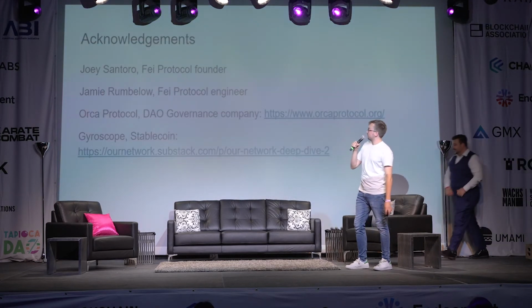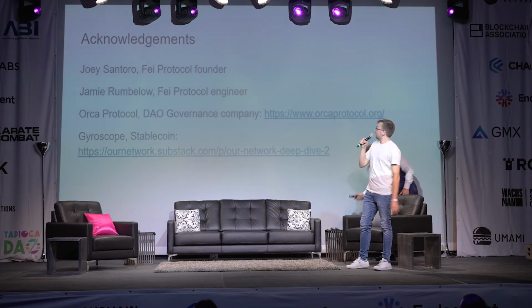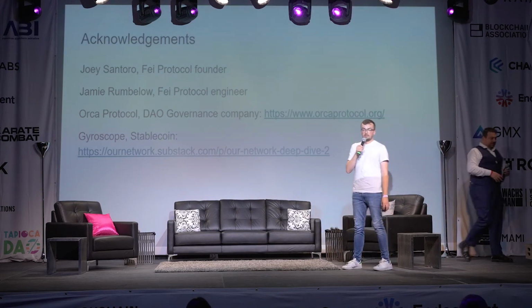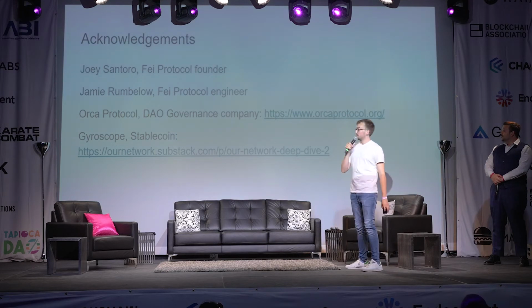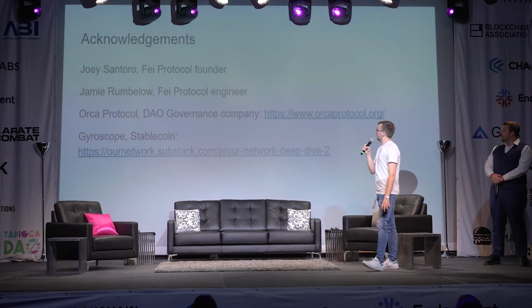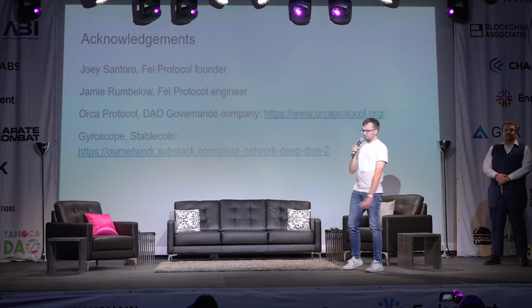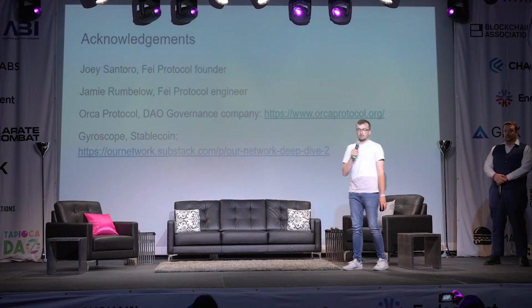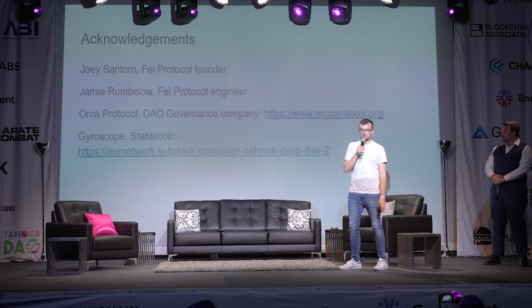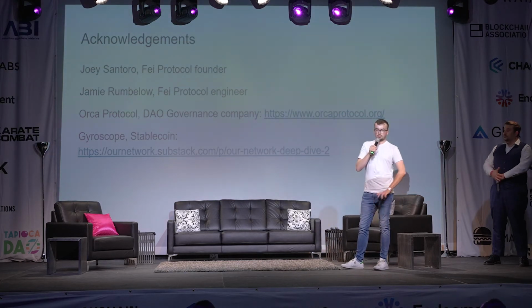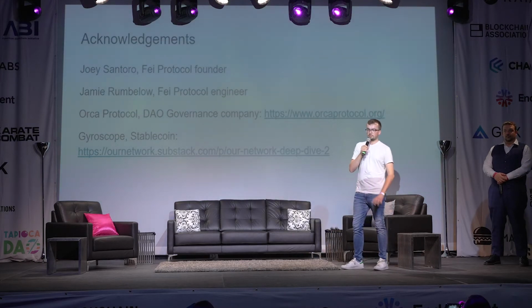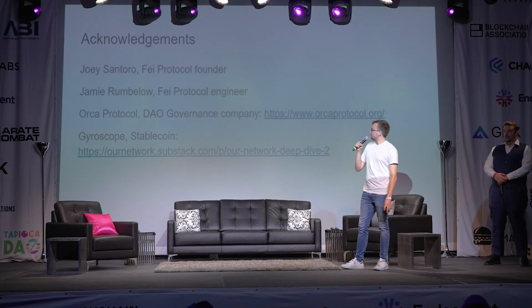Going to give a few acknowledgements. Joey, an engineer, the founder of FEI, designed the first schematic. Jamie built this really cool dashboard that I showed you a few slides ago. Orca, we use their building blocks, this pod. Really check out Orca, they're doing some really cool governance primitive stuff. And then Gyroscope is another stablecoin. They did a lot of the early work on optimistic governance and wrote some very cool stuff. Our stuff is an extension of what Gyroscope have come up with.